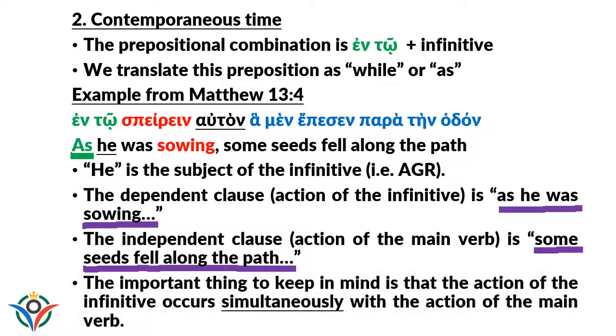So in terms of understanding what the infinitive is telling us, the important thing to keep in mind is that the action of the infinitive, which is as he was sowing, occurs simultaneously, at the same time, with the action of the main verb, which is some seeds fell along the path. So both these actions happen at the same time, simultaneously, or contemporaneous time.